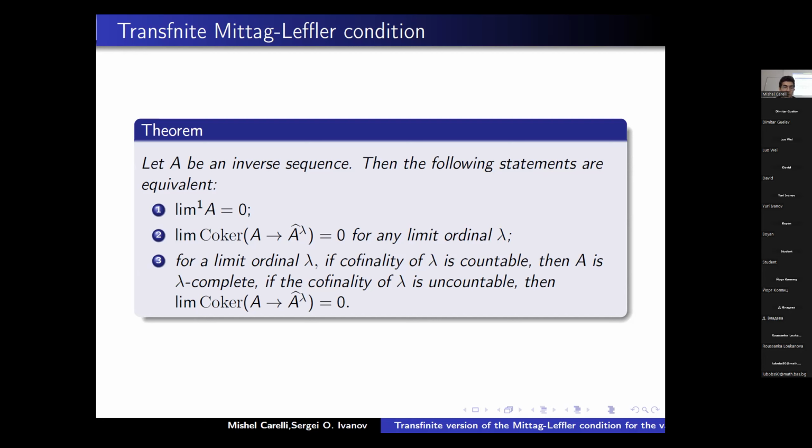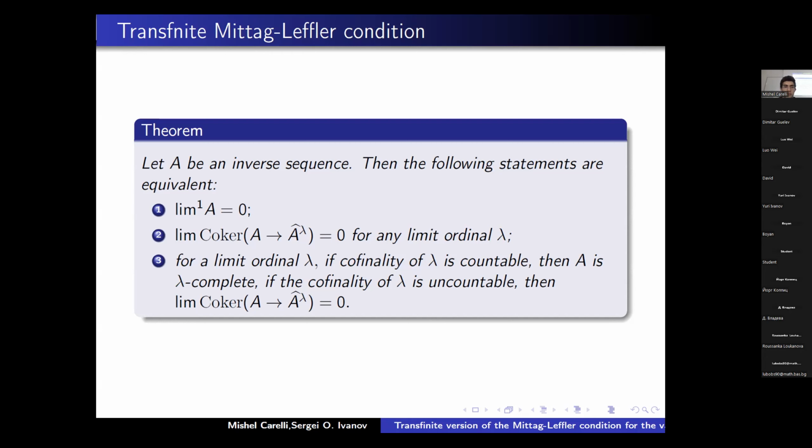Okay, so later we will have examples showing that you cannot get a stronger statement, that for any ordinal it needs to be lambda complete, because we have examples of sequences with trivial derived limits that are not lambda complete for some limit ordinal that doesn't have countable cofinality.